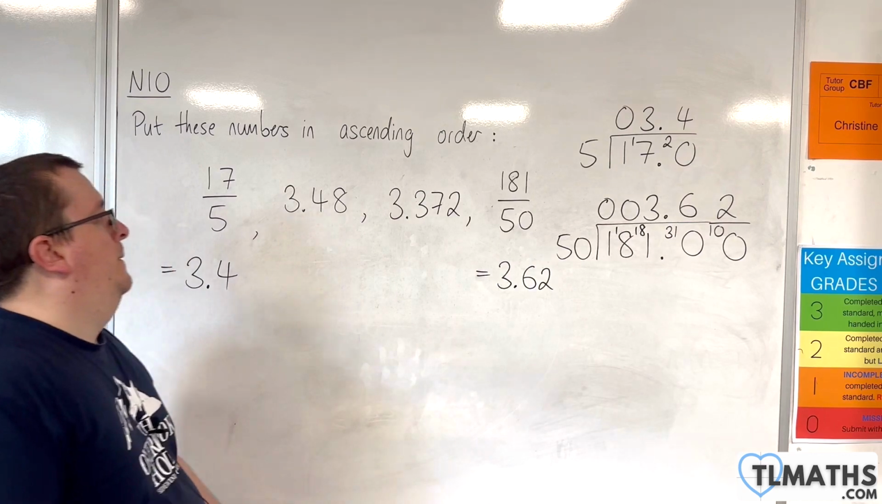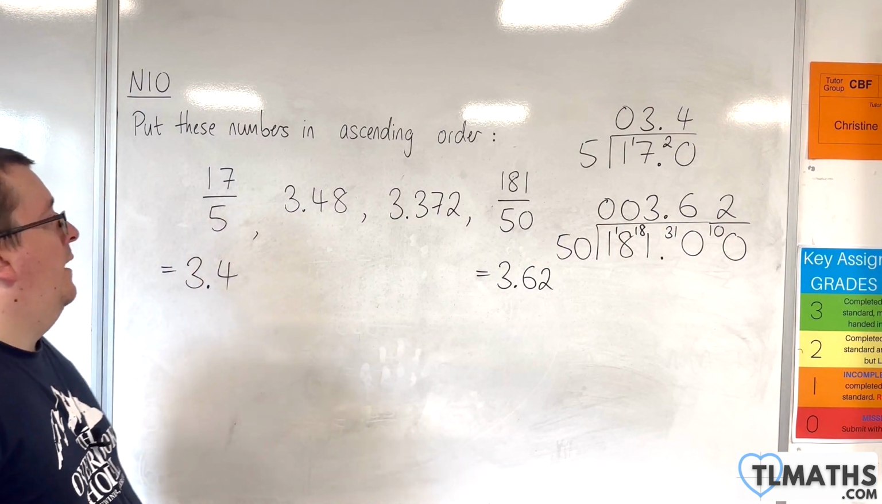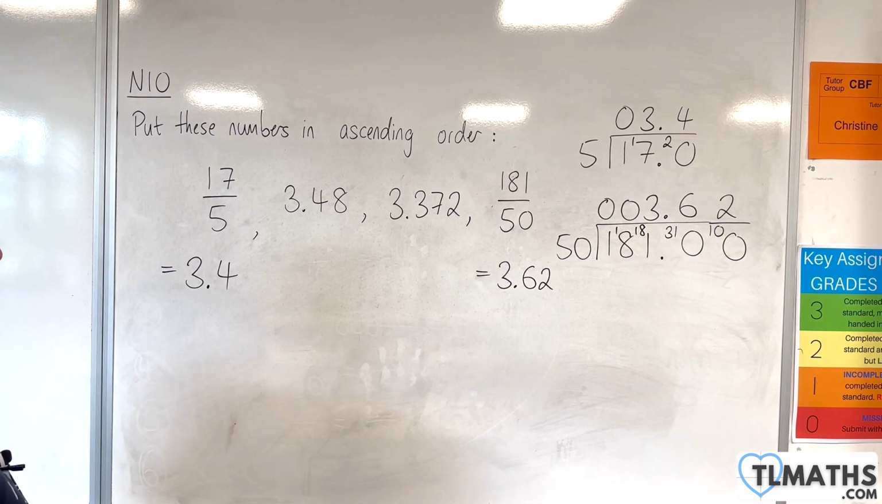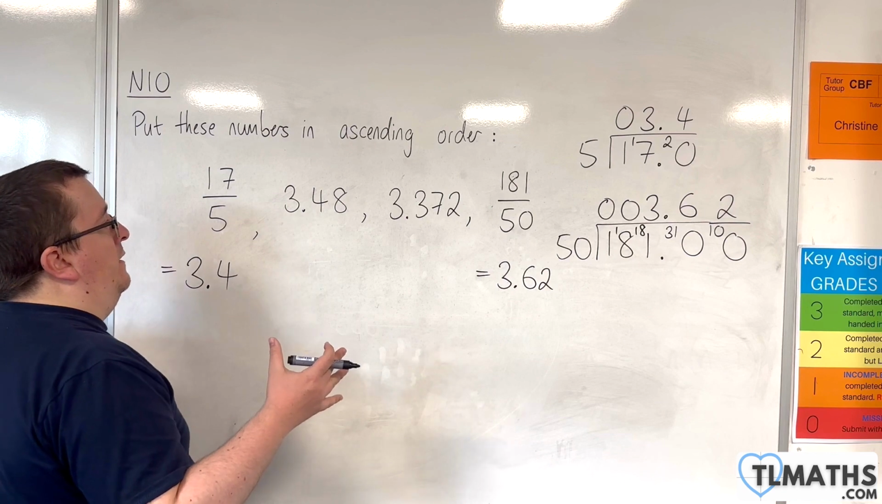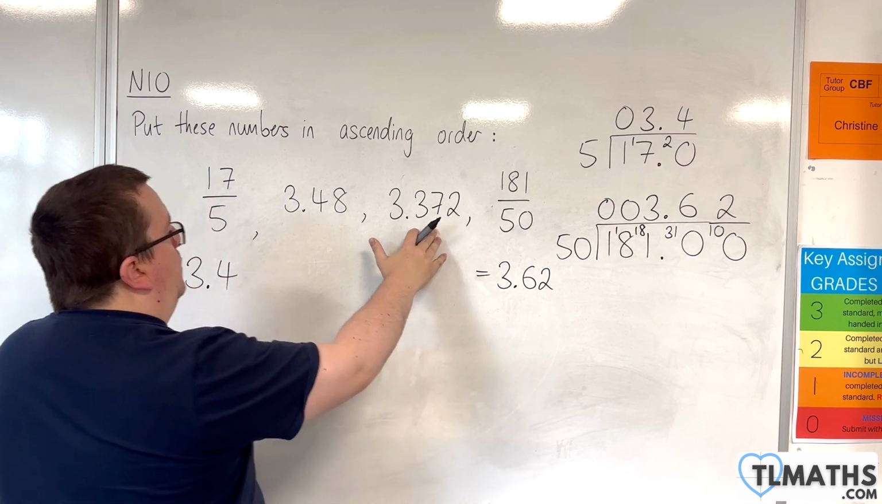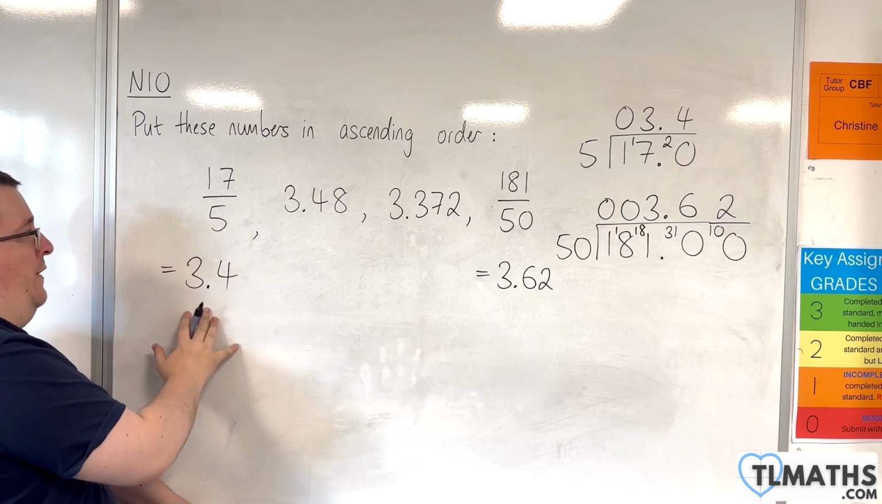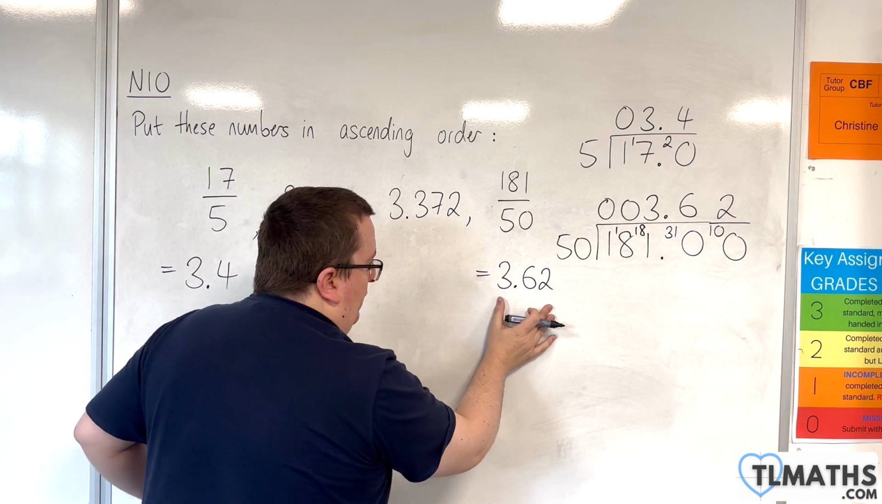3.62. Okay, so now that they're all in decimalised form, I can write them in order of size. So the smallest then is going to be 3.372. Then we're going to have the 3.4, so 17 fifths. Then the 3.48, then the 3.62.